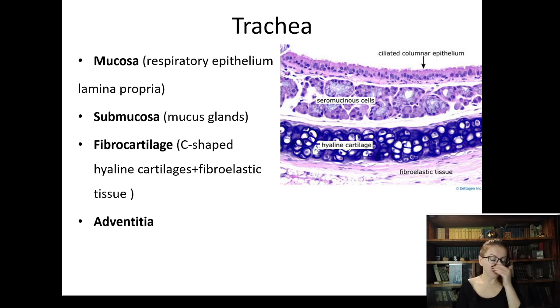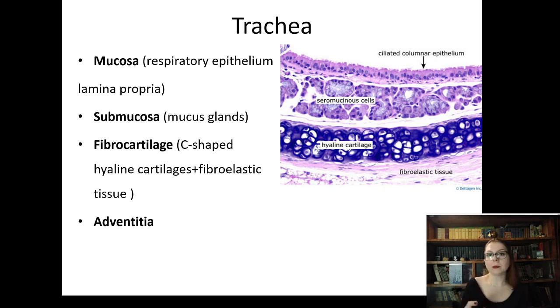Okay, so in the trachea, the mucosa is lined with the respiratory epithelium. After that, there is the lamina propria. Notice that there is no muscularis mucosa between the mucosa and submucosa, so they are not separated and there is no exact border. And in the submucosa, some mucous glands might be present, seromucous glands, and the connective tissue is a little bit more dense than in the lamina propria of the mucosa. Then the fibrocartilage envelope. It is represented by the C-shaped cartilages.